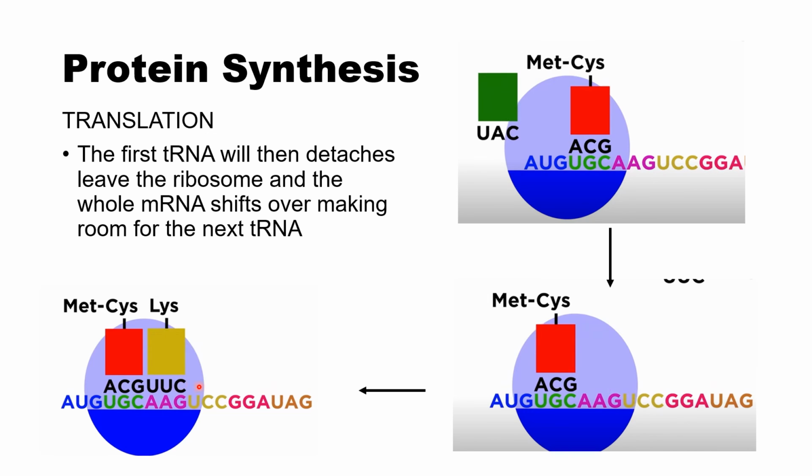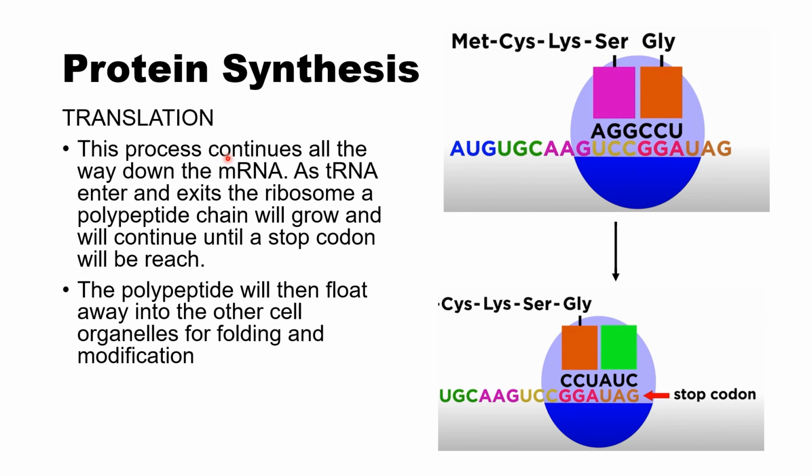So, dapat nag-complement silang dalawa. So, UUC, dapat yung complement niya doon sa mRNA natin, AAG. So, nag-bind siya doon. Yung anticodon natin na UUC, it is linked with the amino acid lysine. So, with that, meron na tayong methionine, cysteine, tapos lysine. So, ganun yung mangyayari. The process continues all the way down the mRNA. Nagmo-move yan. As tRNA enters and exits the ribosome, a polypeptide chain will grow and will continue until a stop codon will be reached.